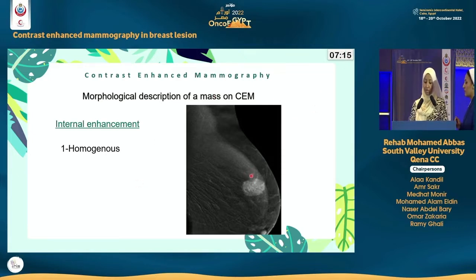لو جينا بصينا على الليجن ده هنلاقي في عندنا ليجن موجود well defined و more or less smooth outline، لكن الكونتراست إنهانسد بتاعته بتبقى homogeneous، إن الليجن كله واخد enhancement.